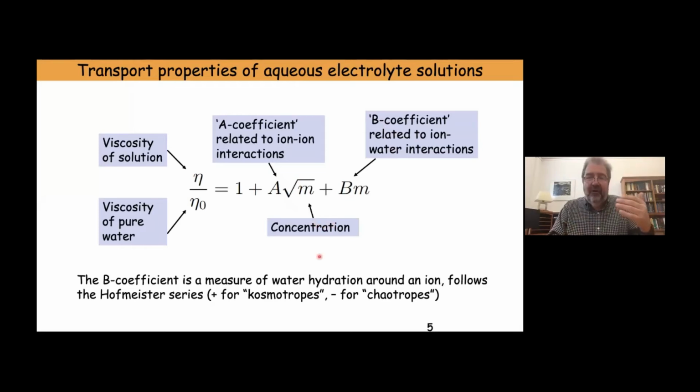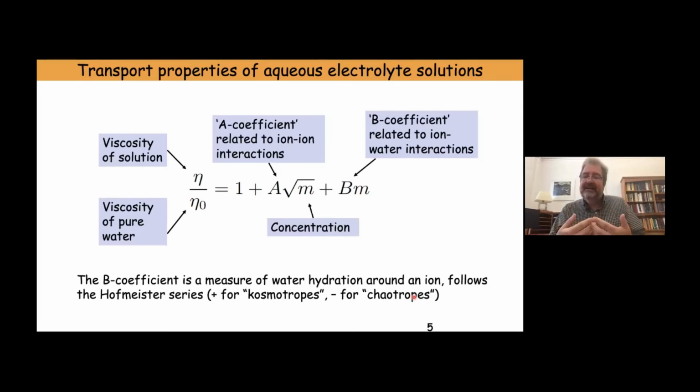Now, the B coefficient is very important in classifying ions in the Hofmeister series. Positive B coefficients are cosmotropes, which means that the viscosity increases and the water becomes more structured, whereas negative B coefficients are for ions that are chaotropes. The viscosity decreases and the water becomes less structured.